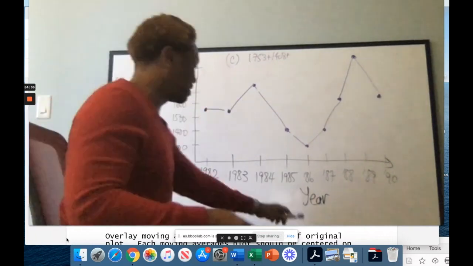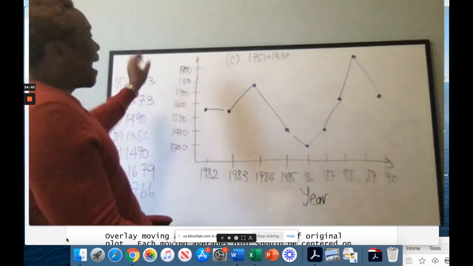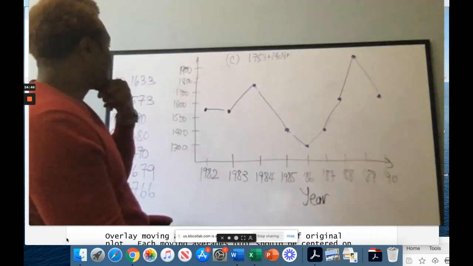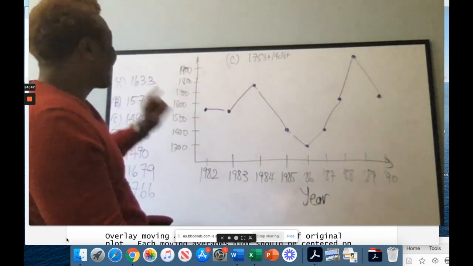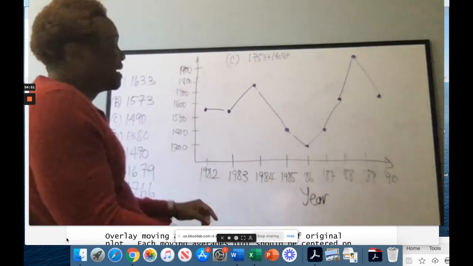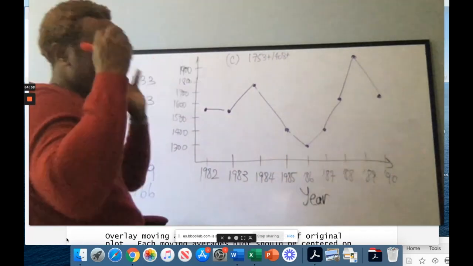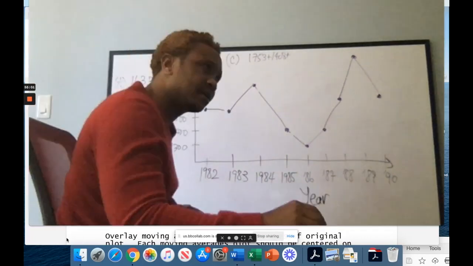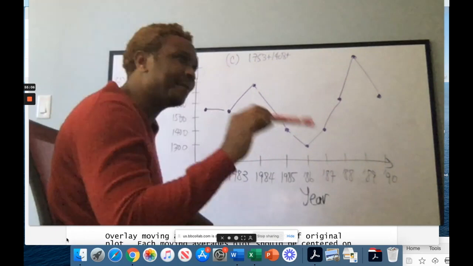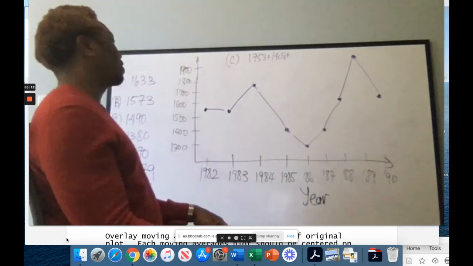I'm going to use a different color. Now, look at the 1633 right here. I need to put this somewhere on this time series. You would think it would go right here, 1982, right? But it's not. You're going to have to get used to it. This 1633, visualize this with me, has to be plotted in the middle of the time window, or the average window, in the middle position. What size window do we have?